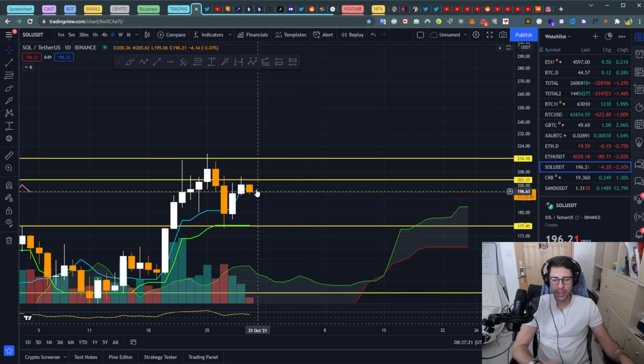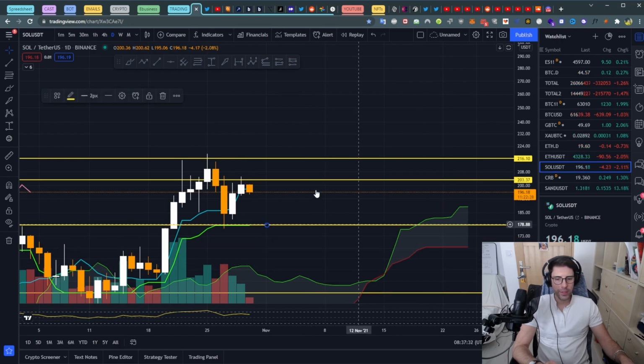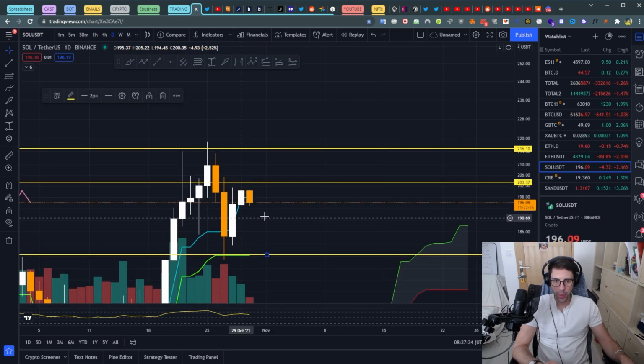So once we see a daily candle that is forming under our 10 can, then we can expect a pullback down to our Kijun here at the minimum. That's why I have this resistance here. So it's about $178. So that's what we are waiting for.